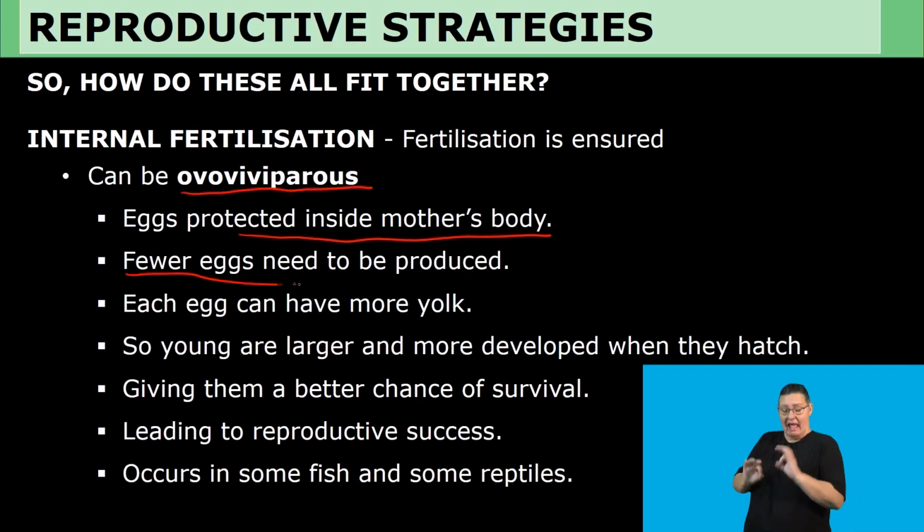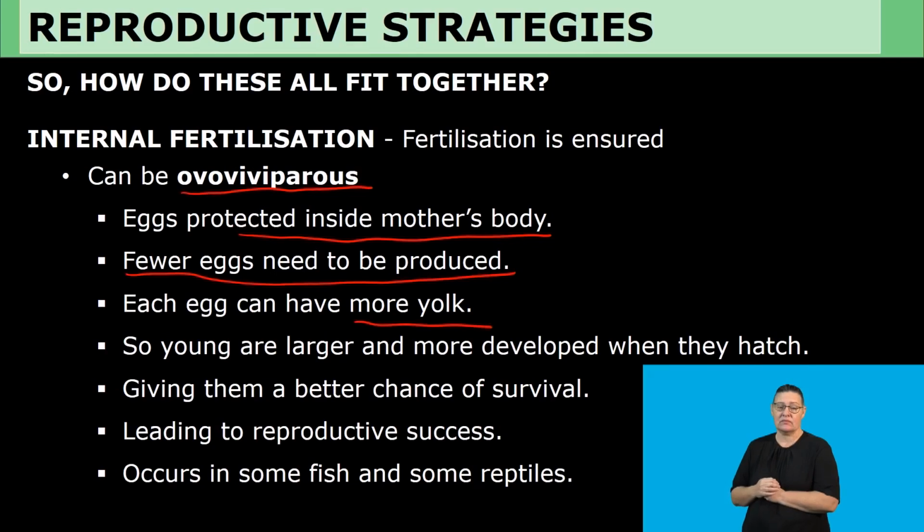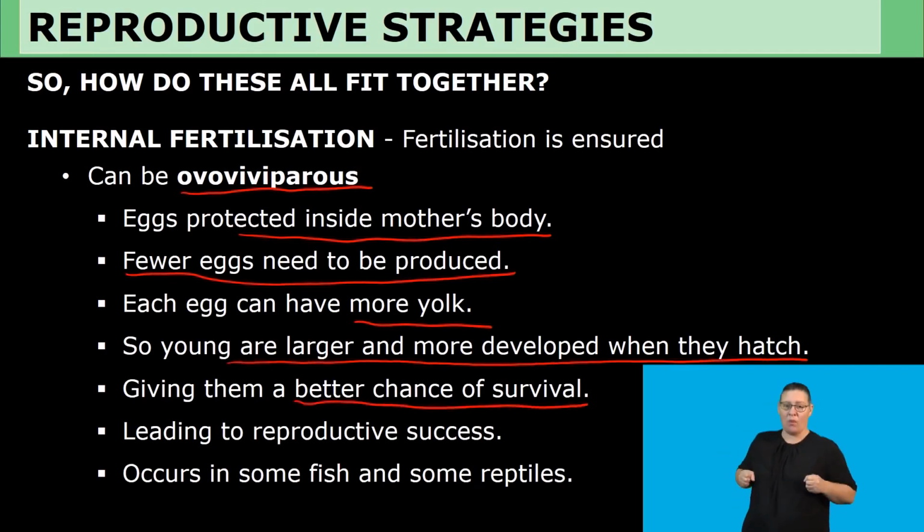And fewer eggs need to be produced. Each egg can have more yolk for development and for feeding, so young are larger and more developed when they hatch, giving them a better chance of survival, leading to, again, reproductive success. It occurs mainly in some fish and reptiles.